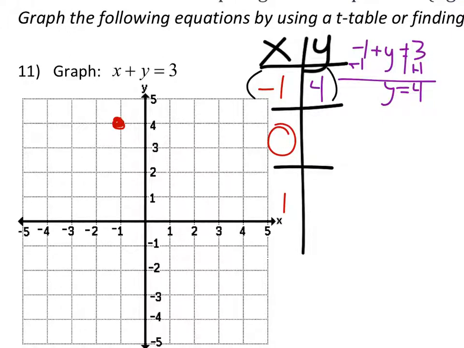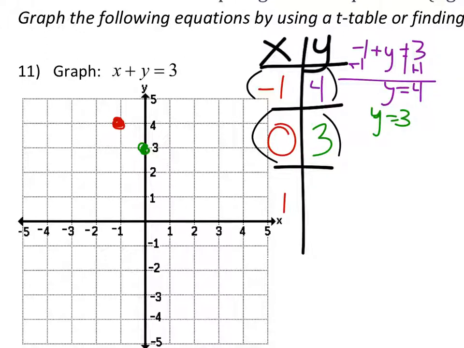Now the next value is a little bit easier to work with because x is 0. So on this one, we got 0 plus y equals 3. And there's not really any reason to put plus 0 on anything. So we just have y equals 3. And again, this is an ordered pair. So at 0, 3, I would have this point right here.